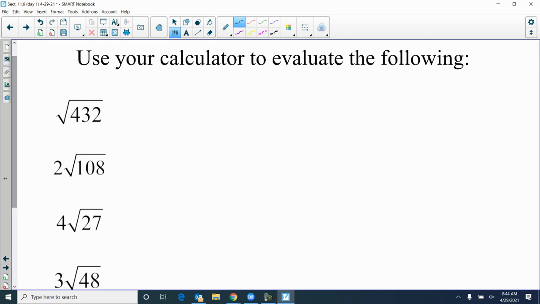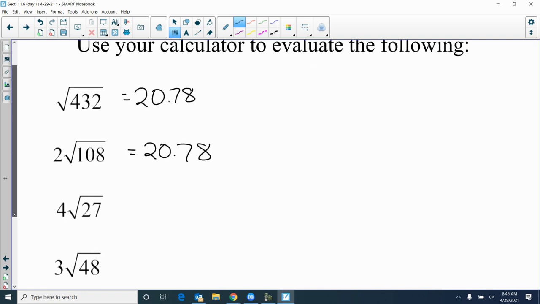All right, Preston, what did you get? Square root of 432. 20.78. Yep. All right, now somebody just type in 2 radical 108. And what this is doing is basically saying 2 times the square root of 108. Christian, what do you get? 20.78.